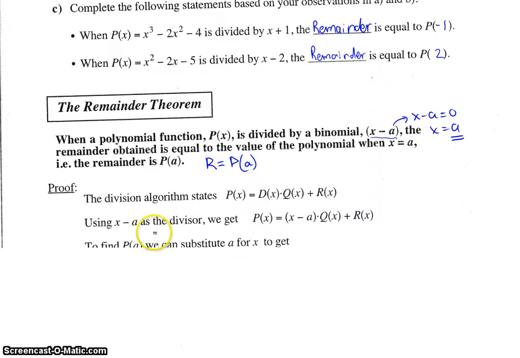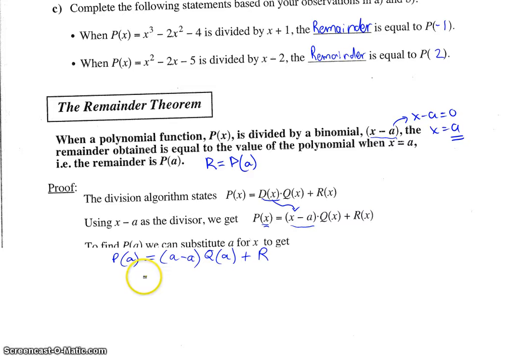So we have a little proof for that below. The division algorithm states p of x equals d of x times q of x plus r of x. That was from the last lesson. Actually, we first looked at that in lesson 2. Using x minus a, so we're dividing by x minus a as the divisor, we get p of x equals, and so they subbed in for the divisor x minus a. And then if we actually want to figure out p at a, we substitute a in for x. So we have p at a equals, and then a in for x, so that would become a minus a, and we'd have q at a plus our remainder.